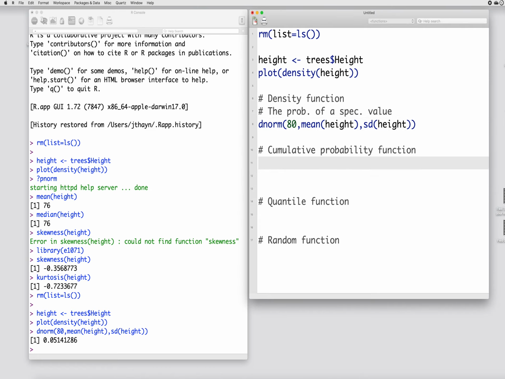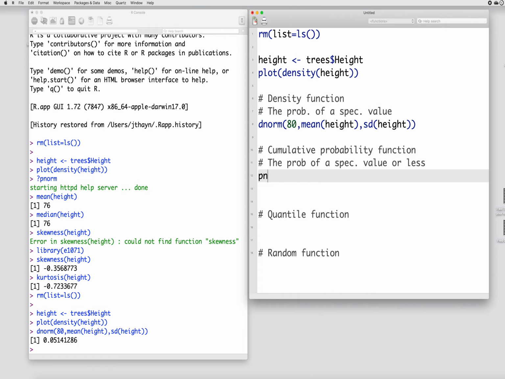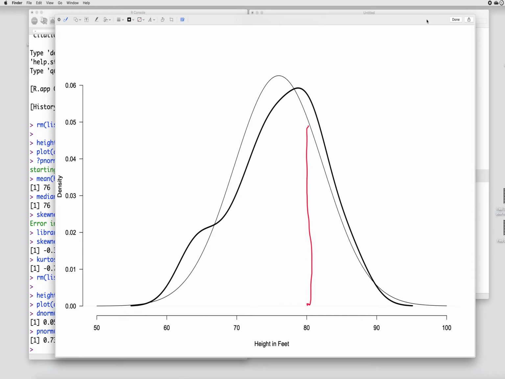And we do that with the pnorm function. We're going to stick with our 80, and this normal distribution is also defined by the mean of height and the standard deviation of height, right? So if I run it, 73. So here we had our 80, 73% of our trees are 80 feet tall or shorter, which leaves 27% taller than that.